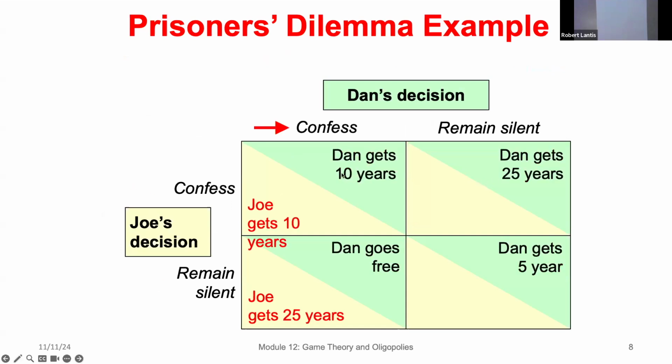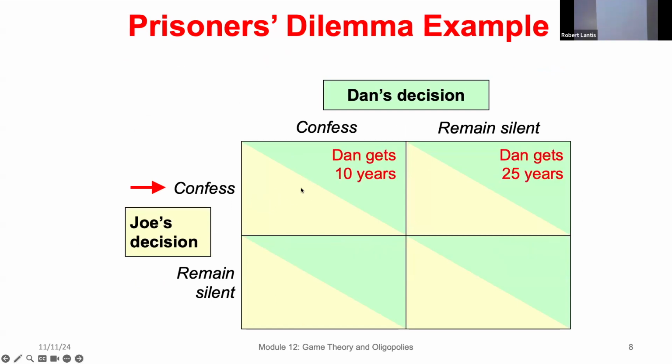I want to do this first. I'll go back. They would both get 10 years, right? If Joe confesses and Dan doesn't, well, Joe gets to go away scot-free. Dan gets 25 years, right?